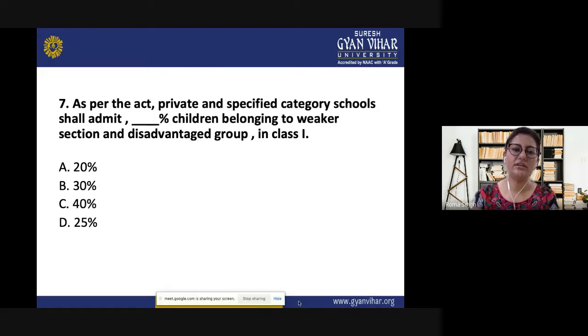Question number 7 is, as per the RTE Act, private and specified category schools shall admit blank percent children belonging to weaker section and disadvantaged group in class 1. So what is the percentage? The options are 20%, 30%, 40%, or 25%. The correct answer is 25%. So 25% admissions are allowed under RTE by any private or specified category of schools.